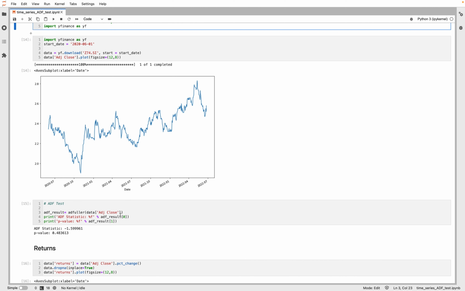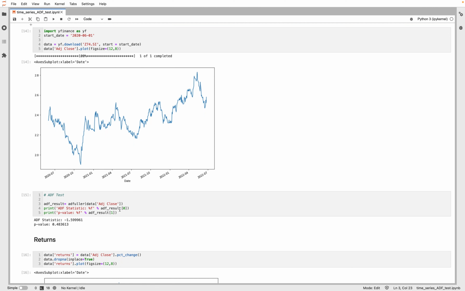Next, we perform the ADF test on the stock price data. The output has two parameters. The first parameter is the ADF test statistic value, and the second parameter is the p-value. So in this case, the ADF test statistic is -1.599, and the p-value is 0.4836. Since the p-value is larger than 0.01, we do not reject the null hypothesis. Therefore, the time series is non-stationary.